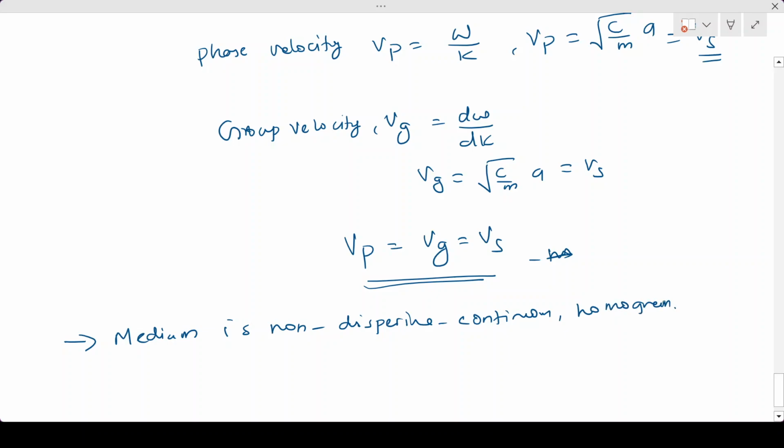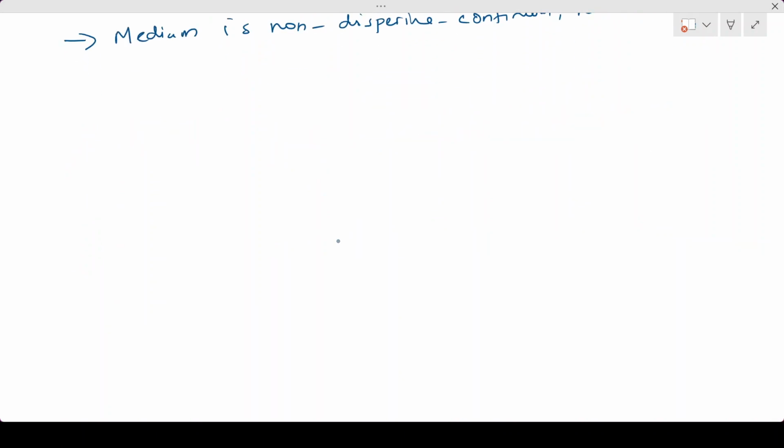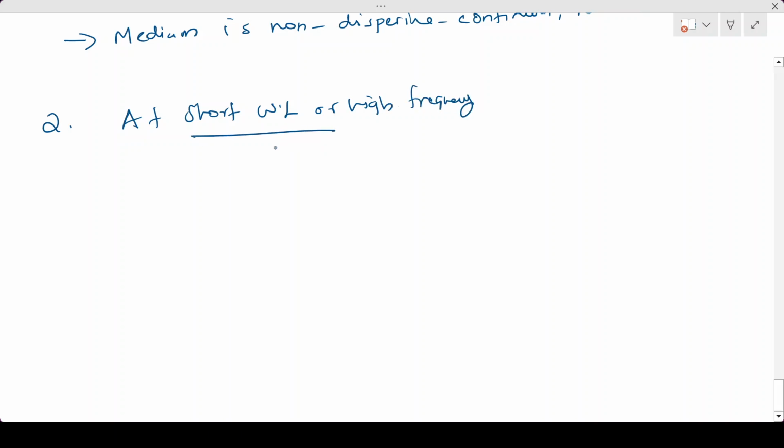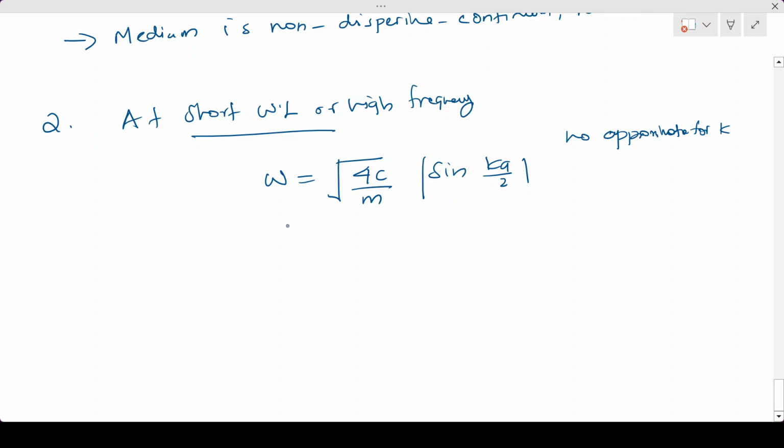So we'll consider one more limiting case, that is at short wavelength, or high frequency. In that case, we cannot approximate the value of k. So there will be no approximation for k. So omega we have to take as is, omega is equal to root 4c by m times sin ka by 2. At short wavelength, high frequency, there will be no approximation for k.